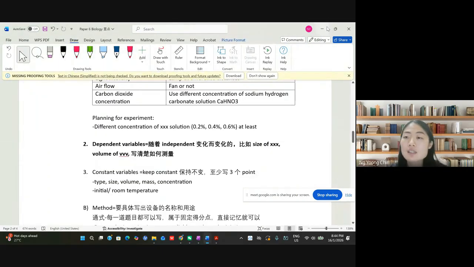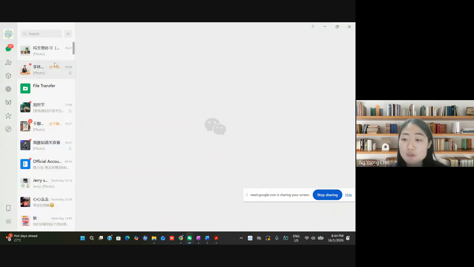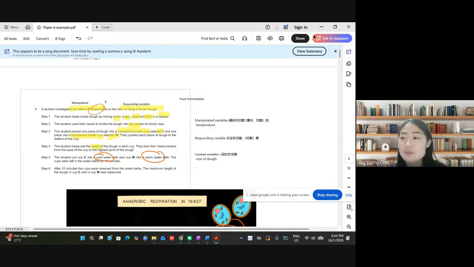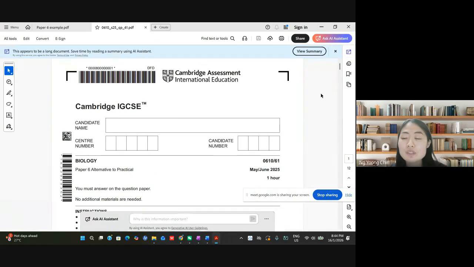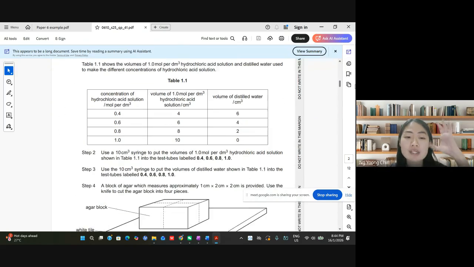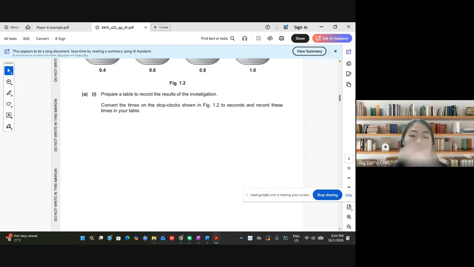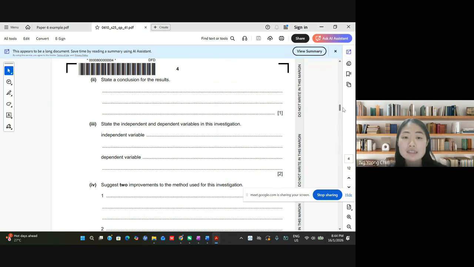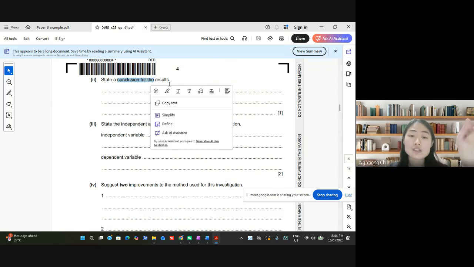The homework for today is you can attempt paper 6 by yourself. Try to do this, the 2025 May June paper, which is last year's May. Do this by yourself. Prepare a table, and then write down the variables. Then the conclusion for the result, you can use the method: the higher the counting, the lower the counting.